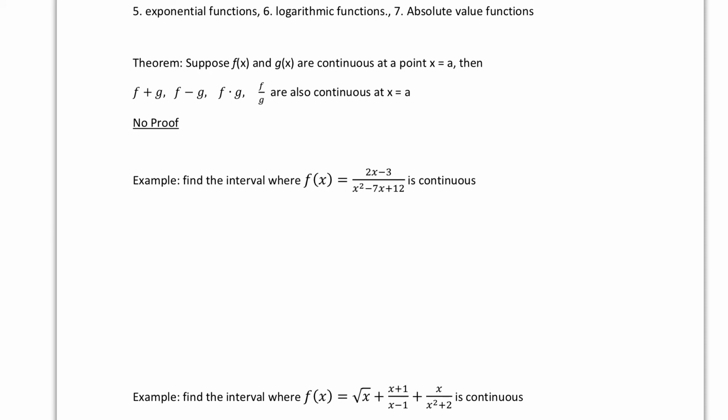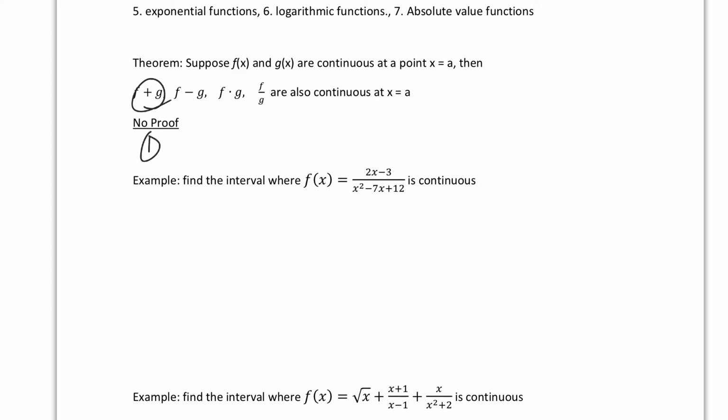Additionally, if you have two functions, f of x and g of x, that are both continuous at a point x, then f plus g, f minus g, f times g, and f divided by g are also all continuous. So you could add two continuous functions and get another continuous function, or subtract them, multiply them, or divide them. There's no proof for this theorem, but I'll just sketch the proof anyway so you can see what it looks like. Let's do f plus g.